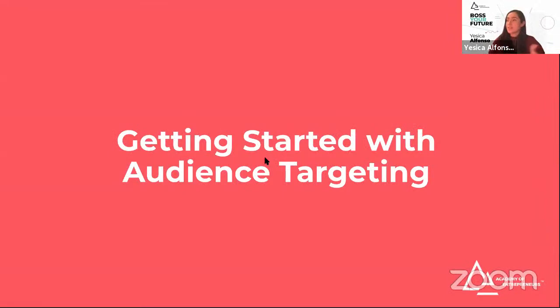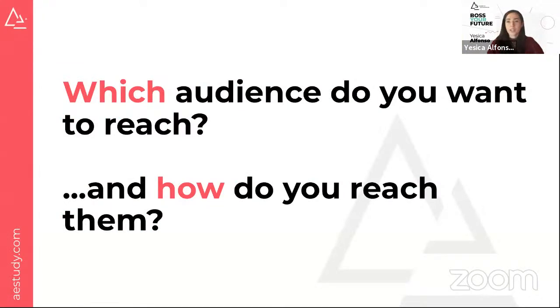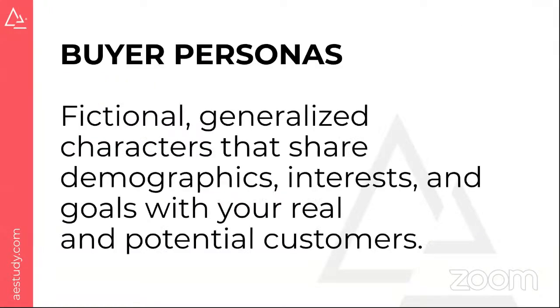So, getting started with audience targeting. Have a look at which audience you want to reach before doing a Facebook ad, and how you reach them. There's a concept in the marketing world called buyer personas, and this is coming up with a generalized fictional character, and you share the demographics, interests, and goals. So you get the demographic details like, not name, but age and location, so you can target them with more precision, and then you can target them psychographically. So that's to do with values, beliefs, what are they interested in?